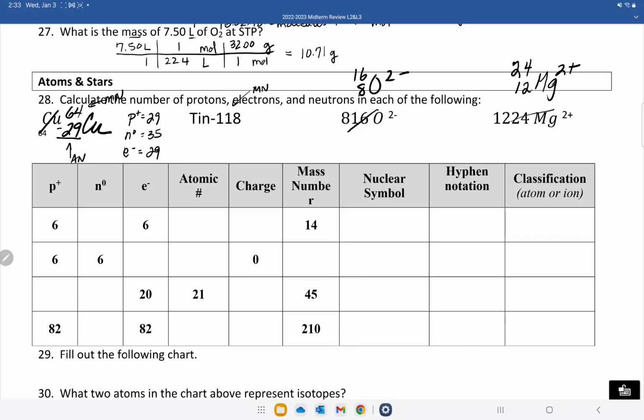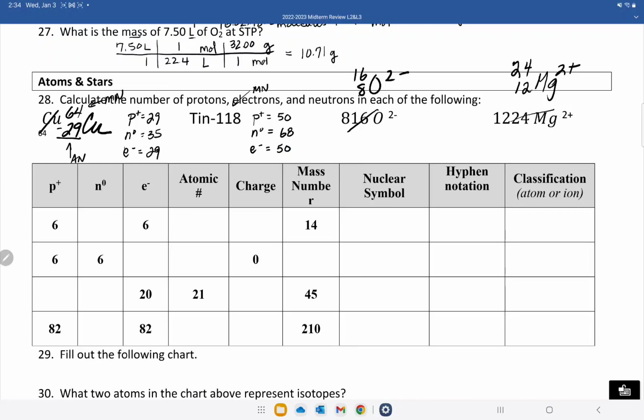Now, tin 118, this is the mass number, which is protons plus neutrons. So I have to look at the periodic table to get the number of protons, and that is 50. To get the neutrons, it's 118 minus 50, which is going to be 68. And this is overall neutral, so protons equal electrons, so I have 50.